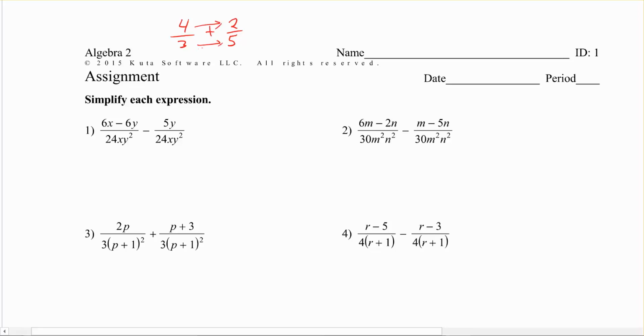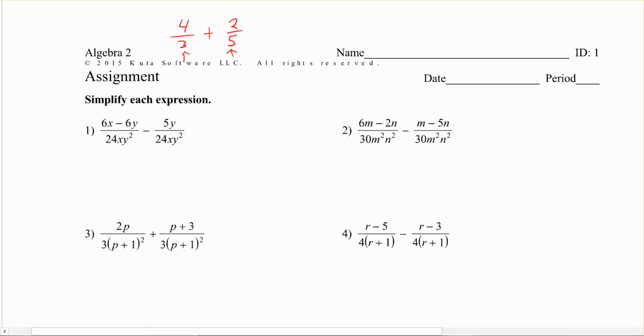Multiplying was easy. You're just doing bottom times the bottom, top times the top. But when we're adding fractions, we have to make sure we have a common denominator. So we need to rewrite these expressions in terms of a common denominator. So I'd say, what does 3 and 5 both go into? So 3 and 5 both go into 15, right? We can multiply 3 by 5 to get to 15.